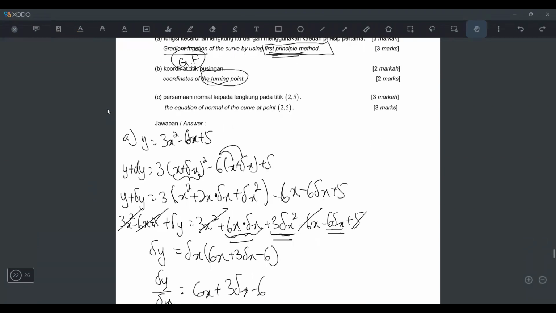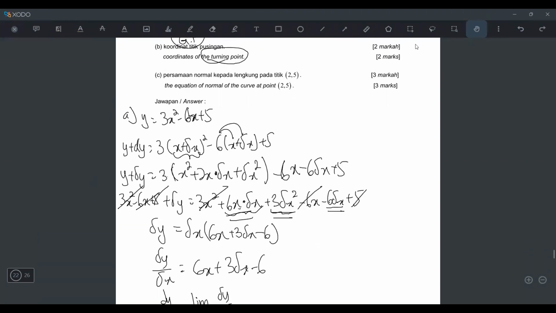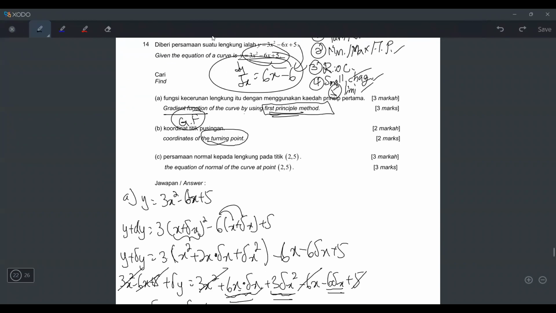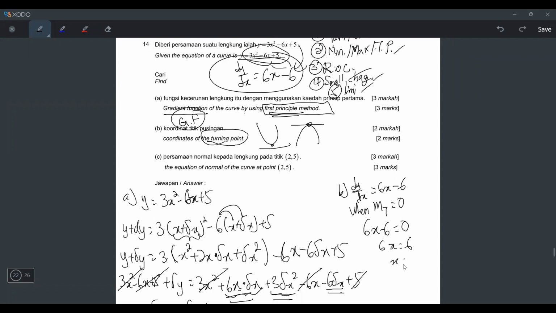So the moment you see the words minimum point, maximum point, turning point, there's only one way to do it, which is by taking dy dx equals 0. And we already know the dy dx equals 6x minus 6 from just now. So for B, I will write dy dx equals 6x minus 6. And then I'll write when mT equals 0, meaning the gradient of tangent equals 0. Because when you're finding the turning point, mT equals 0. It means 6x minus 6 equals 0, because mT is dy dx. So 6x equals 6, x equals 1.